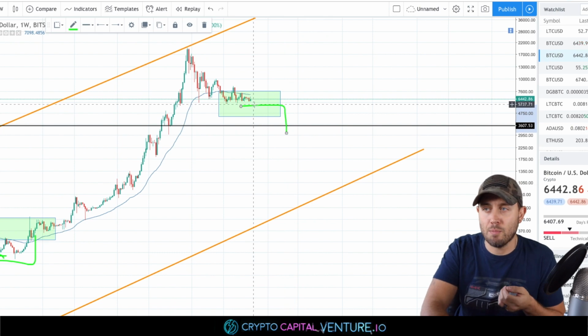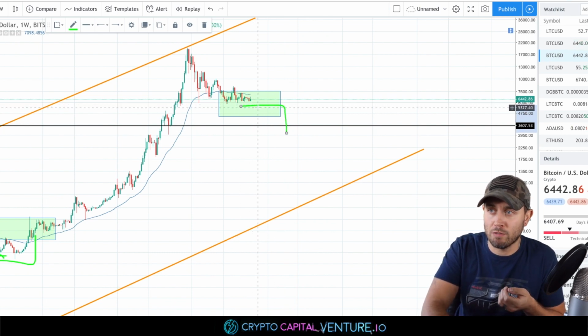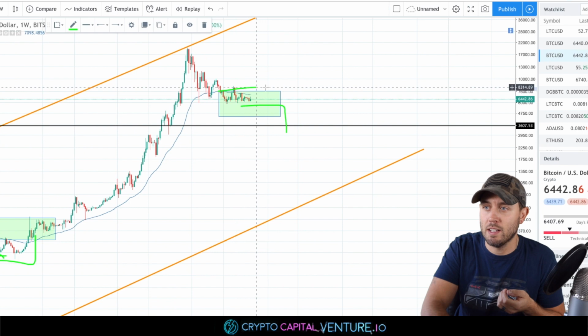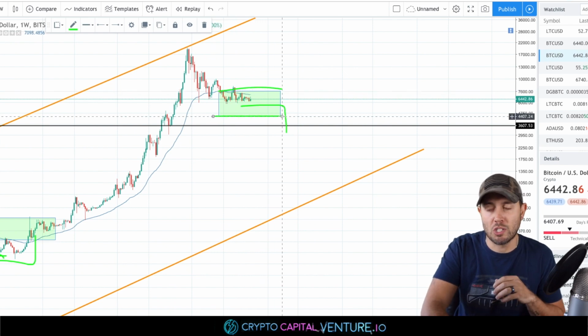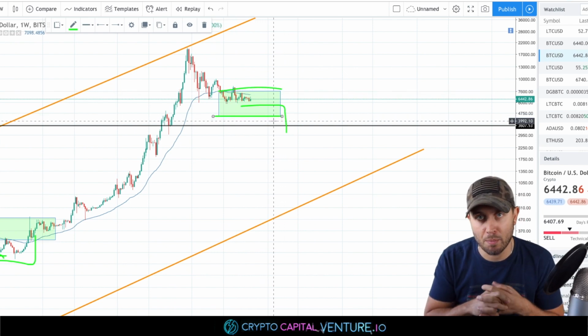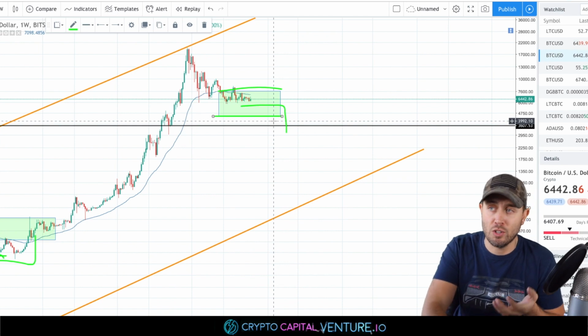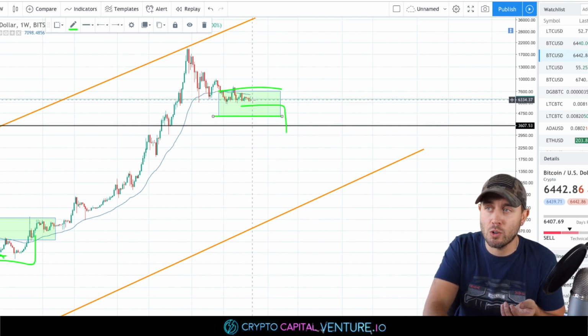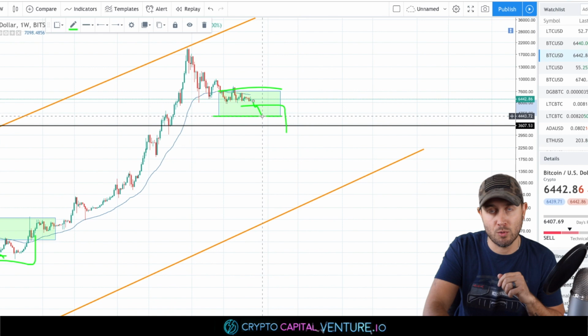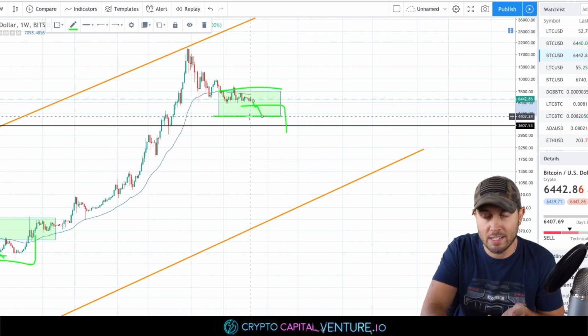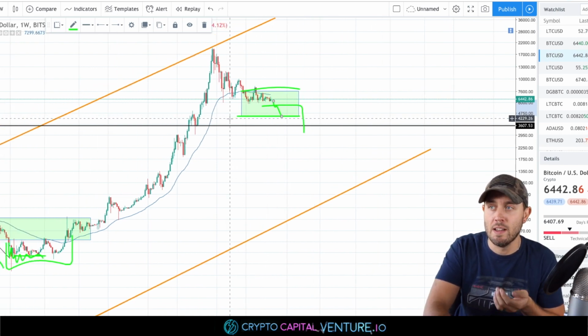Now, we might not have an opportunity to ever get there because we are right now within that 618 to 786 channel, which I really do believe signifies a bottom for Bitcoin. And it could signify a bottom even if Bitcoin goes a little lower and we do touch $4,400 or the 786 in the Fibonacci retracement.